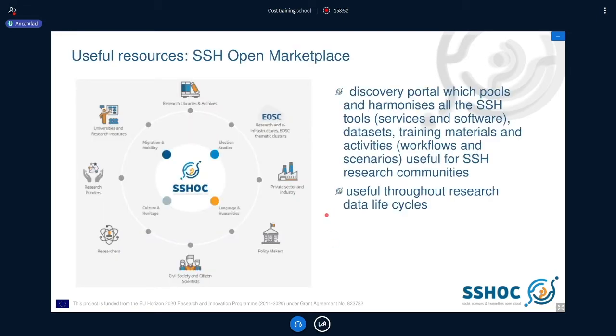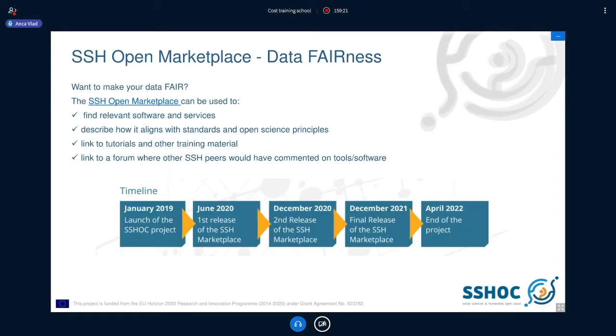And now we're moving to useful resources. So we have the SSH Open Marketplace. This is a discovery portal. I'm sure you know about it already, that harmonizes all the tools and services and software, datasets, etc. And this is useful information throughout the research data lifecycle. I won't focus too much on this because I think everyone is already familiar with this.